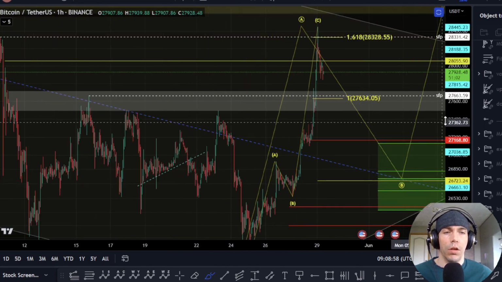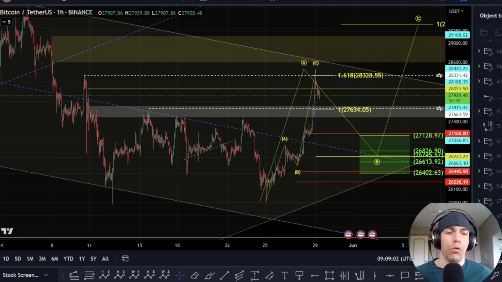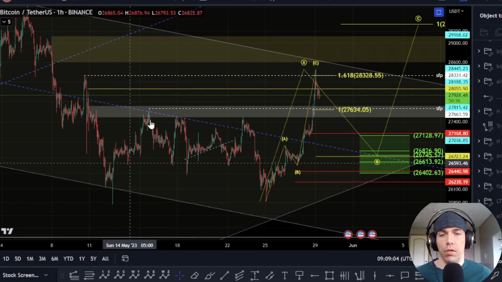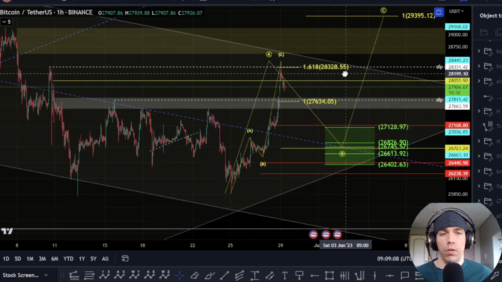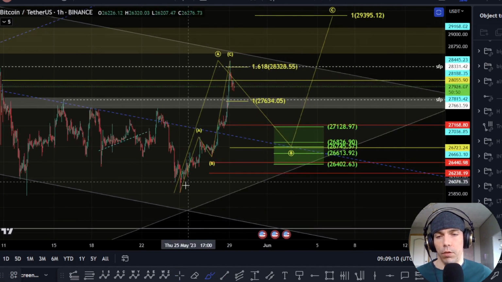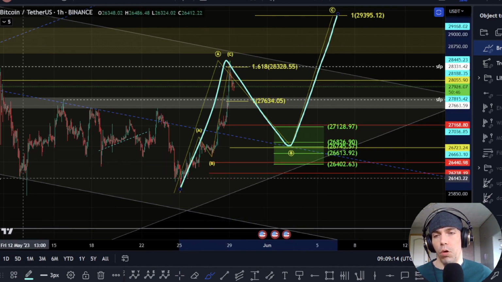Now, the other way we're talking about this move playing out was if this isn't a WXY, what we could actually see is an A, B, and then this actually becomes a C wave. Now, within this count, we could also see something like this, where this becomes A, this becomes B, and C, where we're actually getting a more complex move here.